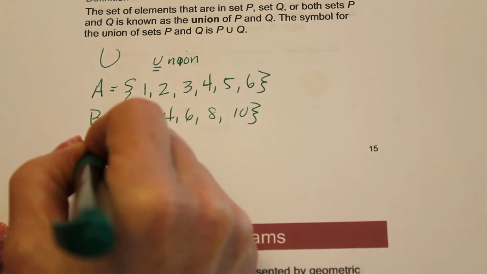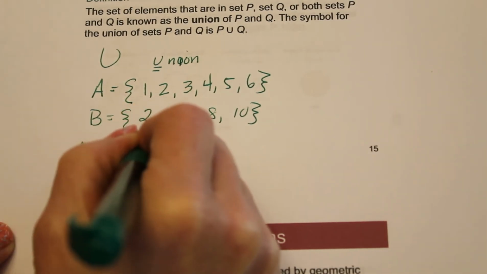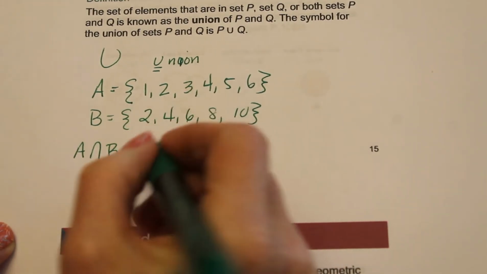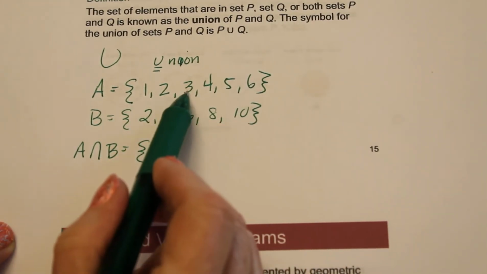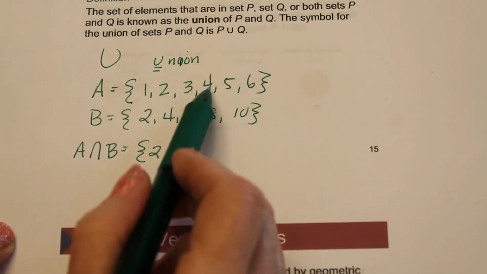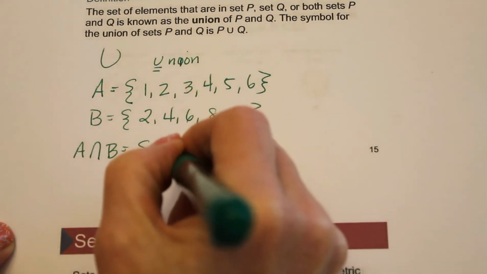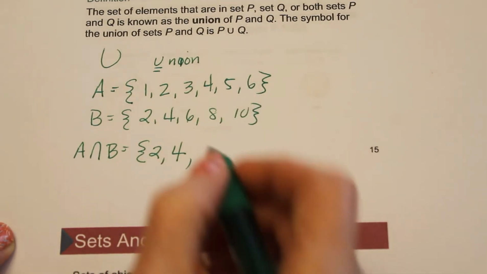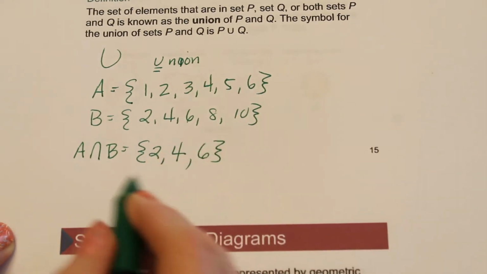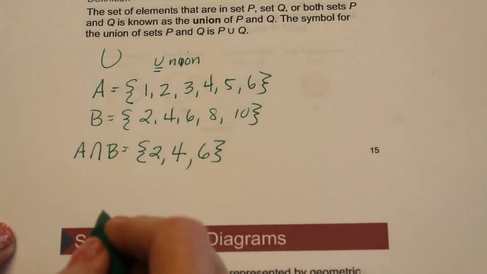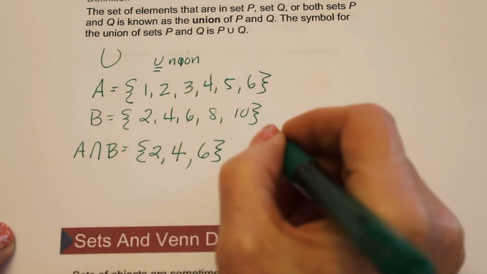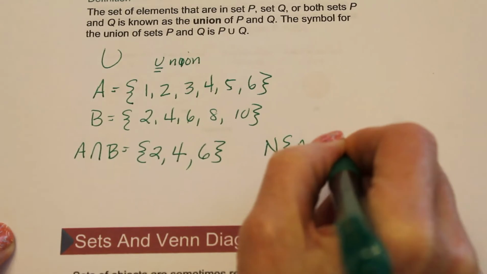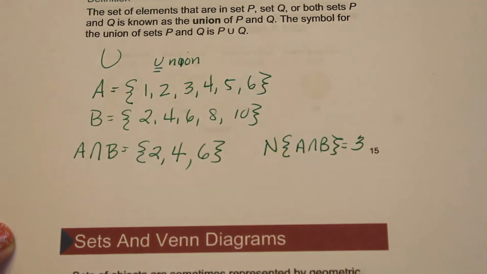What would A intersect B equal? Is 1 in both? No. Is 2 in both? Yes. Is 3 in both sets? No. Is 4 in both sets? Yes. Is 5 in both sets? No. Is 6 in both sets? Yes. So A intersect B would be that set, and the number of elements in A intersect B would be 3.